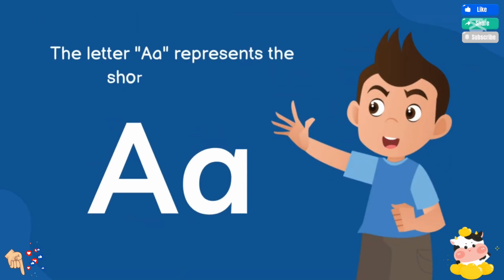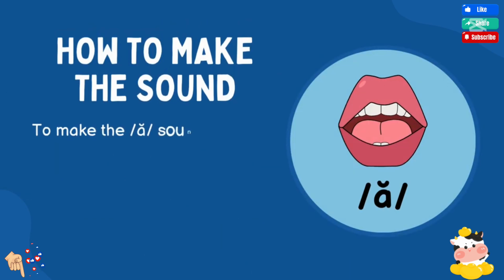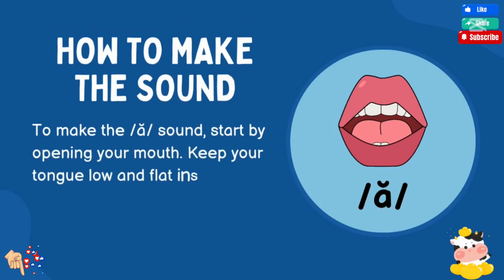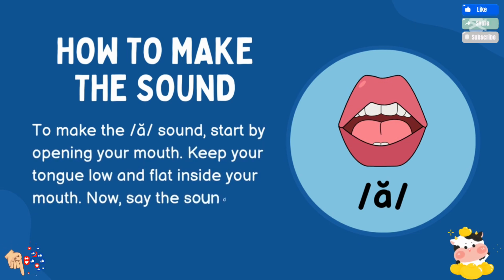The letter A represents the short A sound. To make the A sound, start by opening your mouth. Keep your tongue low and flat inside your mouth. Now say the sound A.